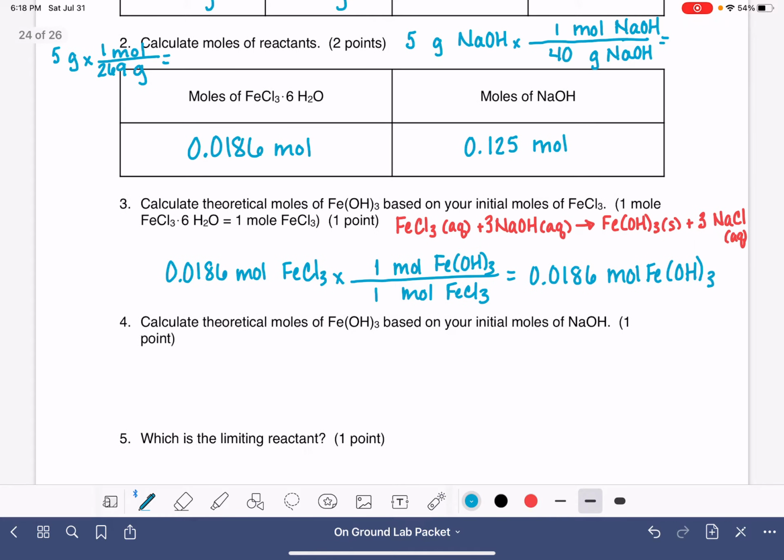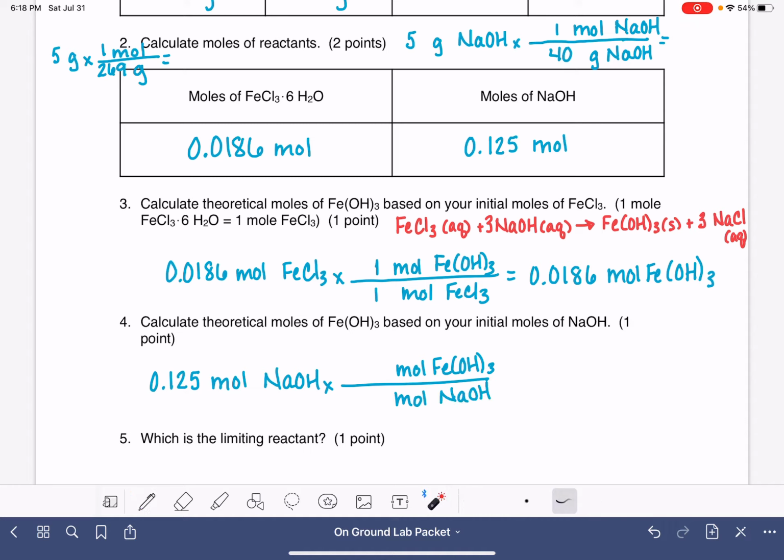We're going to do the exact same thing based on our starting moles of NaOH. So for my imaginary moles of NaOH, I had 0.125 moles of NaOH. And then I want to multiply this. Again, I'm calculating how much FeOH3 I have from how many moles of NaOH using the balanced chemical equation and the stoichiometric coefficients. 1 FeOH3 for every 3 moles of NaOH. 0.125 divided by 3 gives me 0.4167 moles of that FeOH3 product.